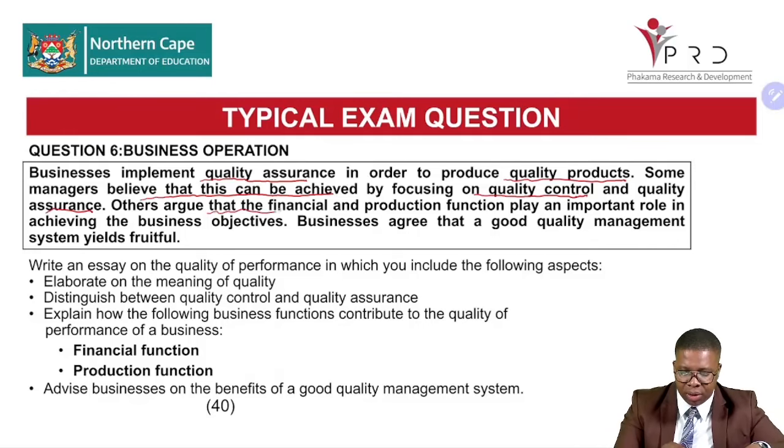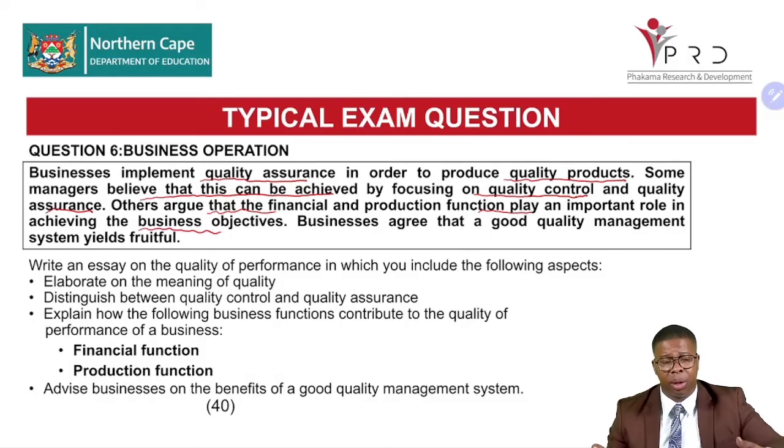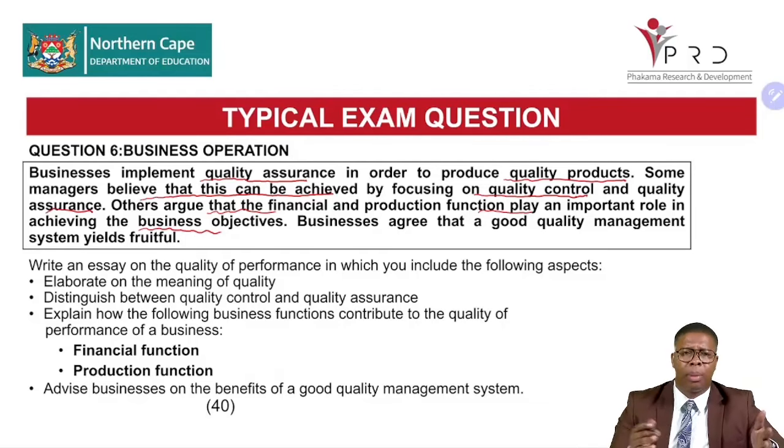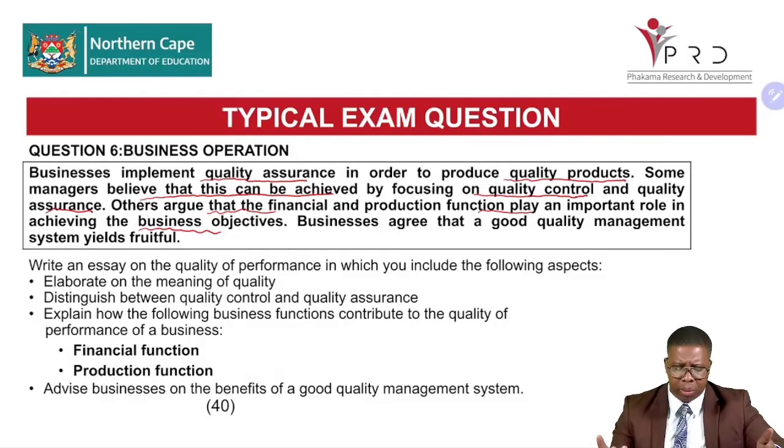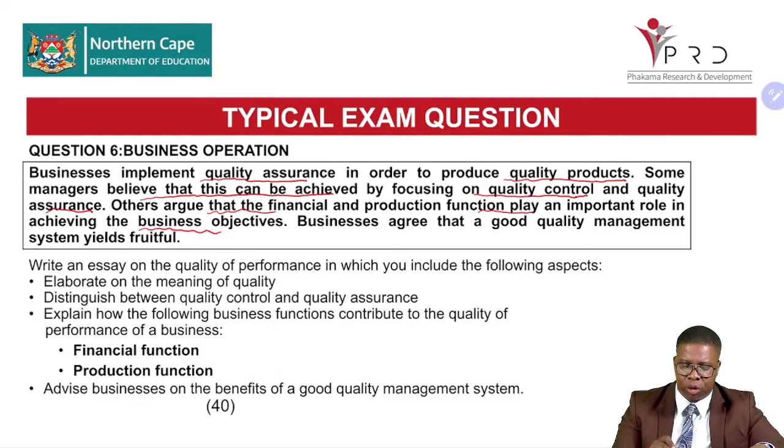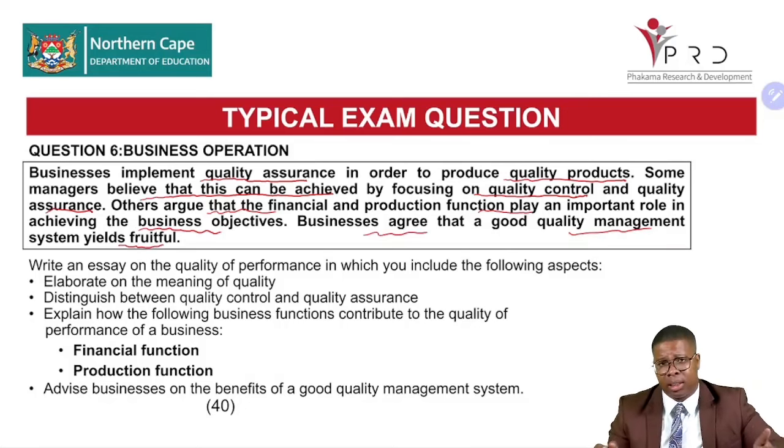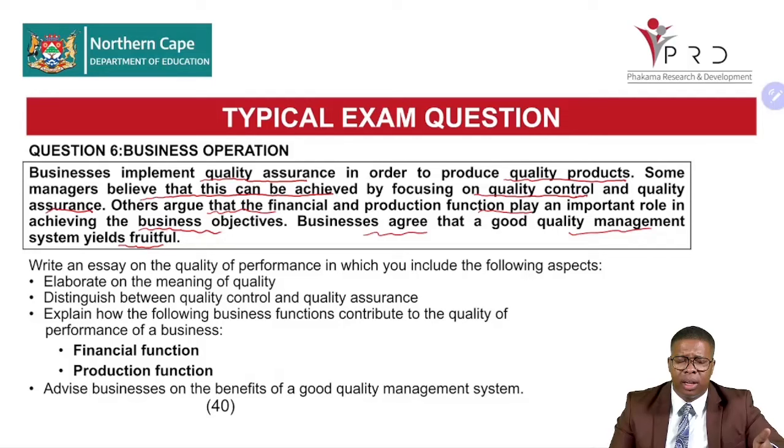And then others argue that the financial and production function plays an important role in achieving business objectives. There's no answer as well, because remember, in our curriculum we talk about the quality indicators, or how each business function can contribute to the success, but we are not seeing any of that. It's just a summary to say these 2 functions are important in achieving the business objectives. And then businesses agree that good quality management systems will yield fruitful what? Results for the business. So as well there, you don't have an answer.